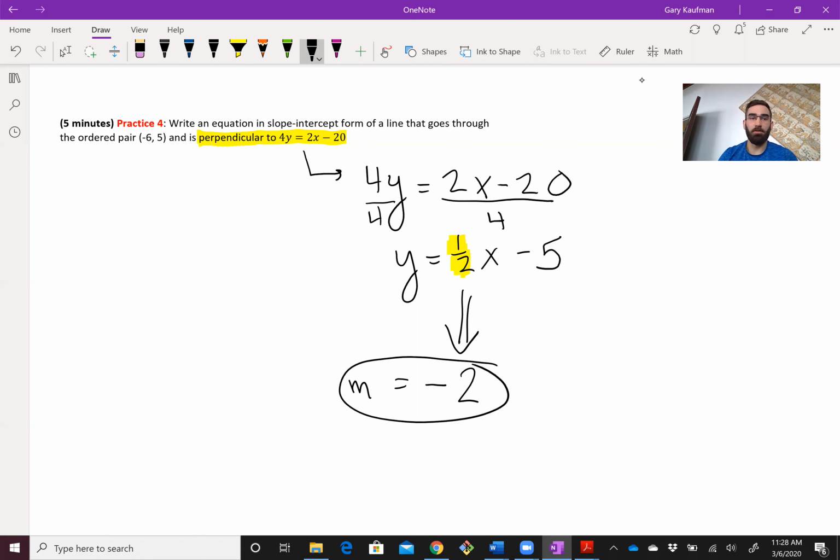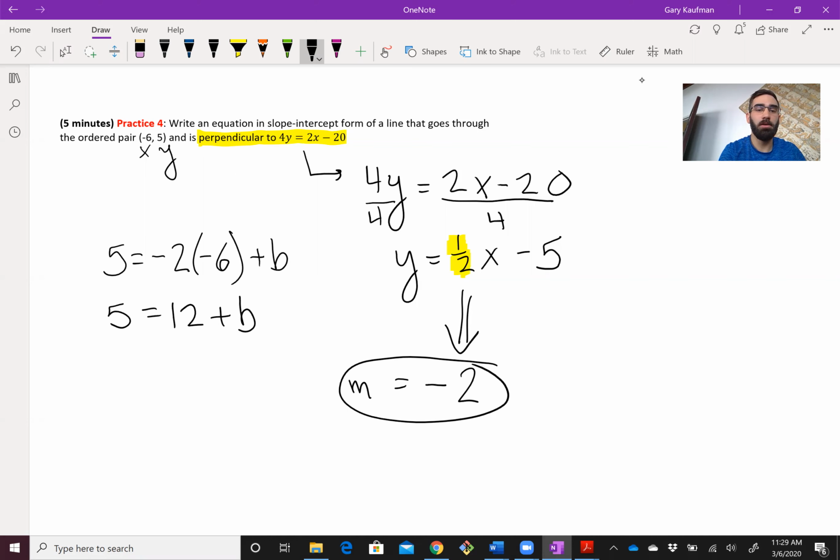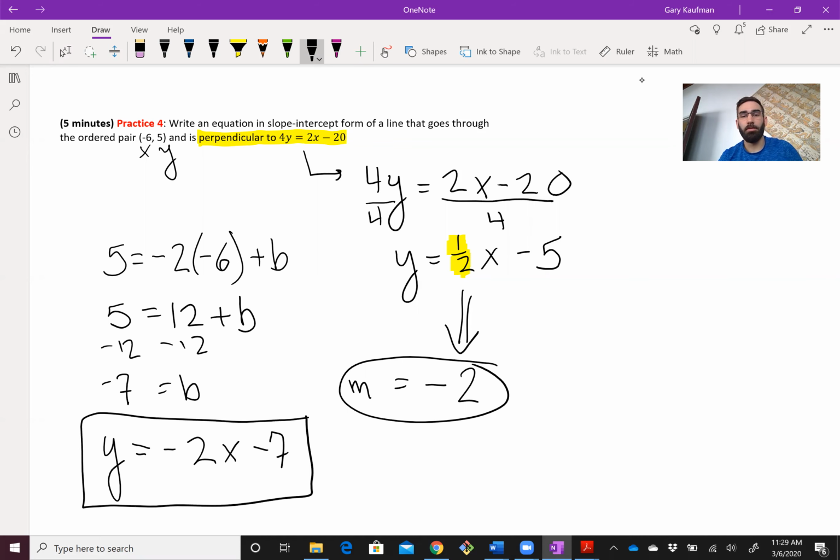Now we're asked to do slope-intercept form and go through the point -6, 5. I'm going to go straight into slope-intercept form. So here's my x, here's my y. So I get 5 is equal to m, -2, times x, -6, plus b. 5 equals 12 plus b. Subtract 12, get b equals -7. This allows me to write the equation y equals -2x minus 7. So let's go on to the last practice problem of the day.